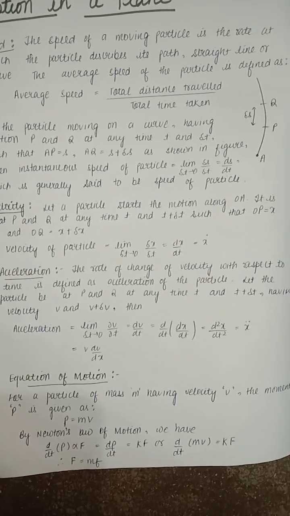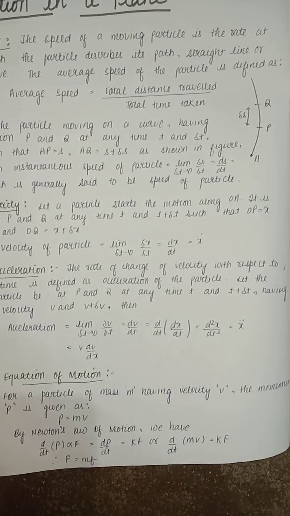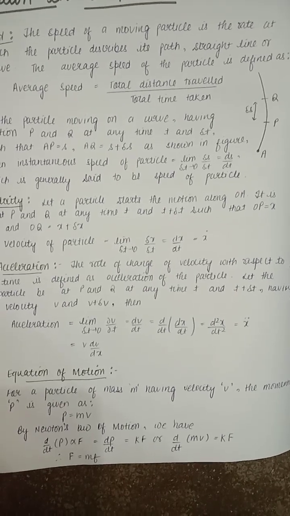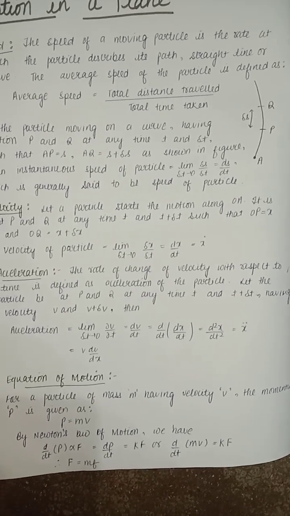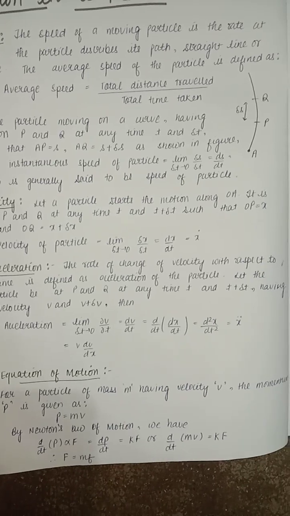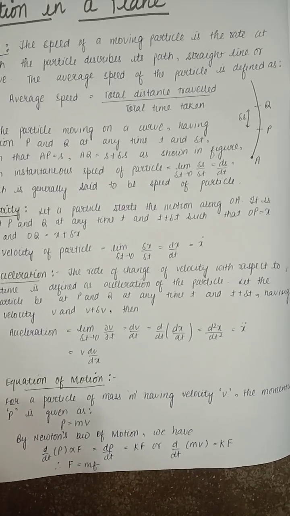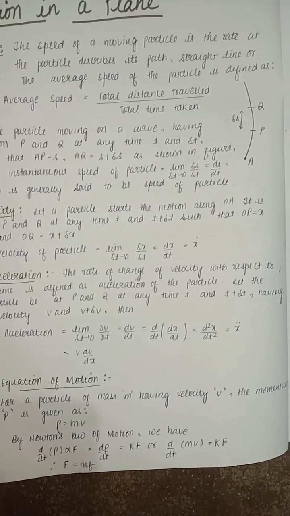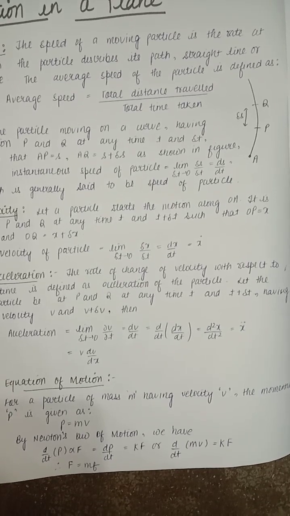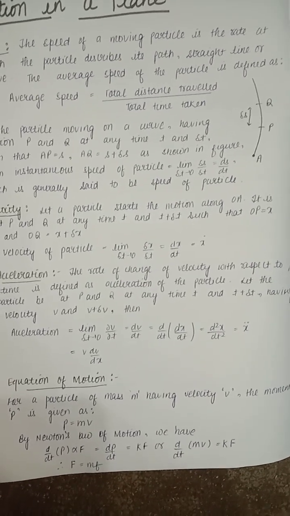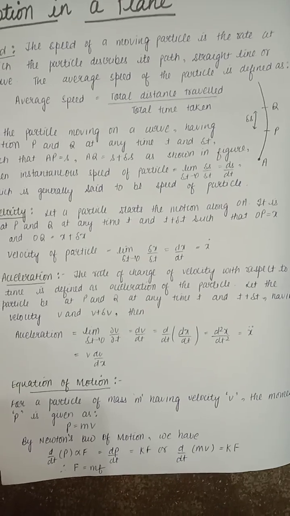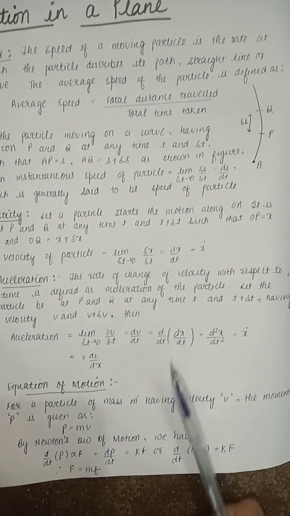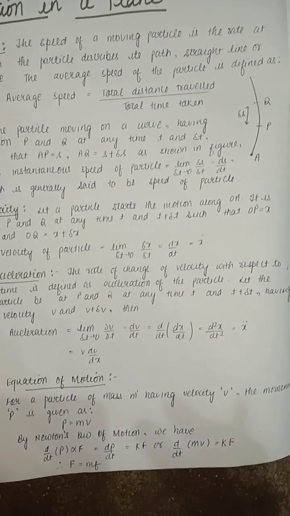Acceleration. The rate of change of velocity with respect to time is defined as the acceleration of the particle. Let the particle be at P and Q at times t and t plus del t, having the velocities v and v plus del v. Then acceleration is equal to the limit as del t tends to 0 of del v by del t, which is equal to dv by dt. Here v is equal to dx by dt, so acceleration is d square x by dt square, which we also write as x double dot or v dv by dx.